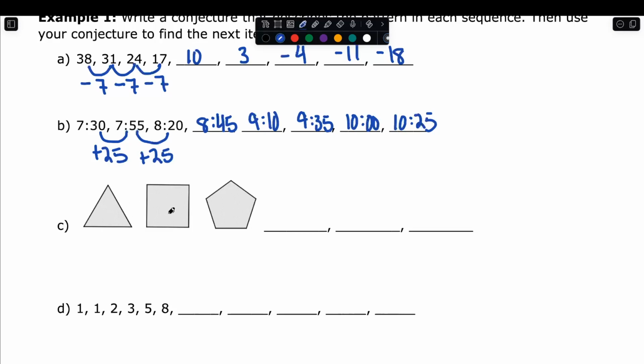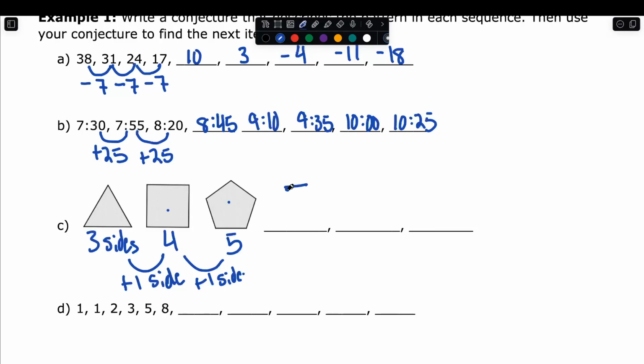Let's keep moving along here. Now I see a triangle, a square, and a pentagon. One of the things I know about each of these is their number of sides. That's a pretty obvious thing to each of them. The triangle has 3 sides, the square has 4, the pentagon 5, and so my conjecture is increasing by 1 side. Which means my next one should be a hexagon with 6 sides. Then a heptagon with 7 sides. And lastly, an octagon with 8 sides.